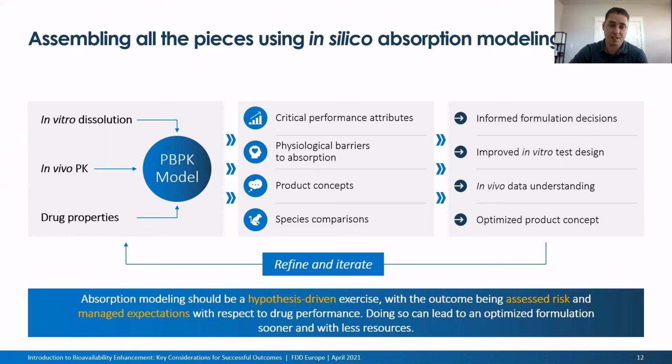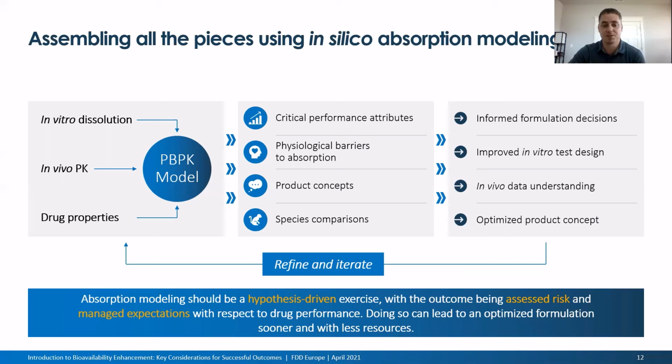So starting with what is that physiological barrier to absorption in an in silico model? How is that tied to the critical performance attributes of your formulation? What initial product concepts would you propose to overcome that physiological barrier to absorption? And since we're often operating in a preclinical setting, understanding species comparisons as we go from animal study to animal study. And this ultimately leads to more informed formulation decisions, improved in vitro test design, retroactive in vivo data understanding if you have PK data to date. And ultimately, this leads to an optimized product concept through refinement and iteration.